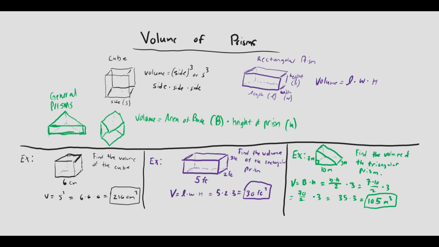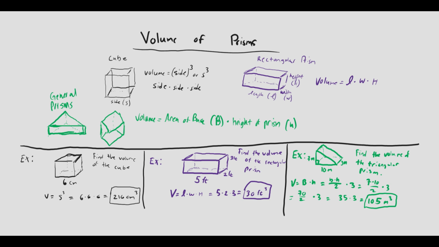And lastly, for general prism shapes, like a triangular prism that you see there drawn, or in that case, a kind of rhombus-shaped prism, the idea is you're going to take the area of the base, since the base is the structure of it, and times it by the height of the prism itself. So capital B times H is how we notate that.